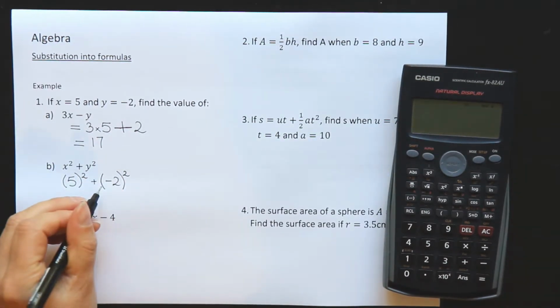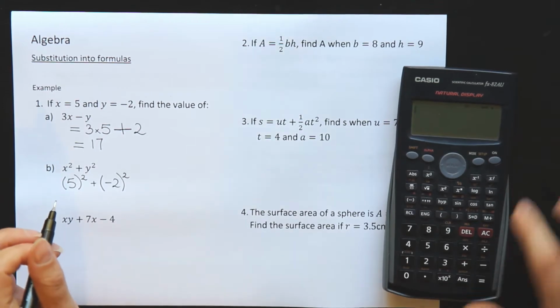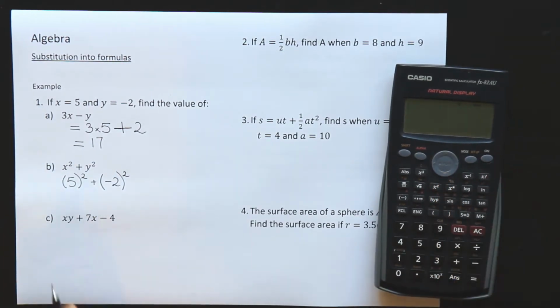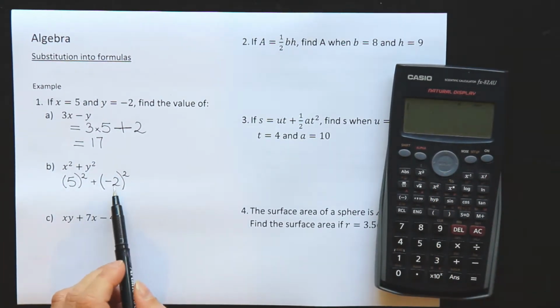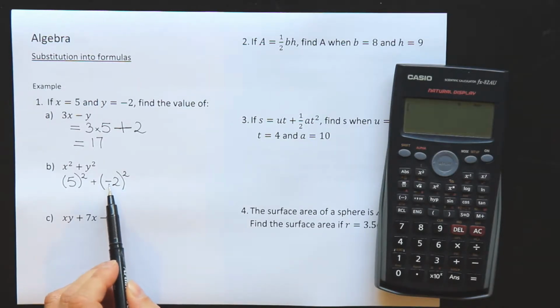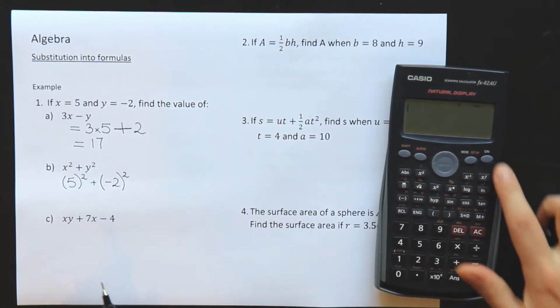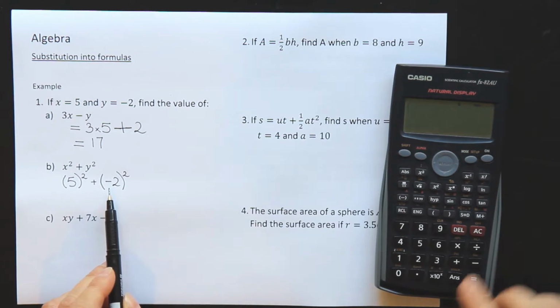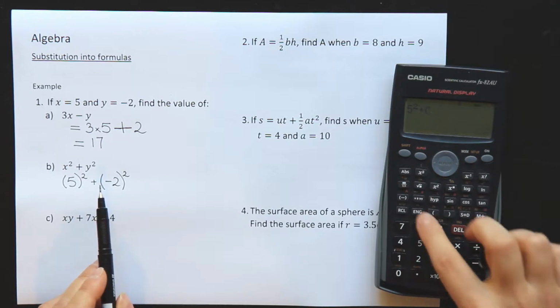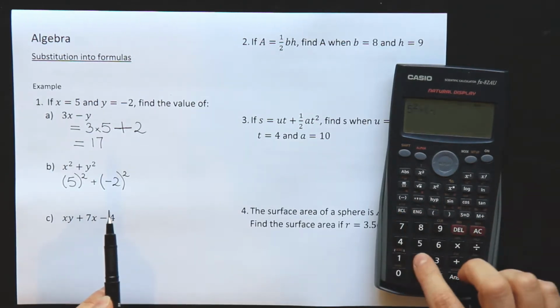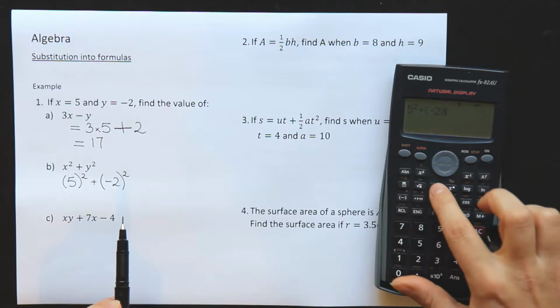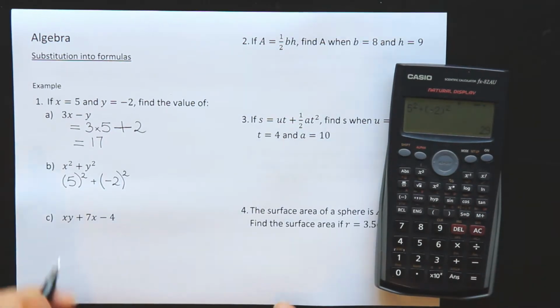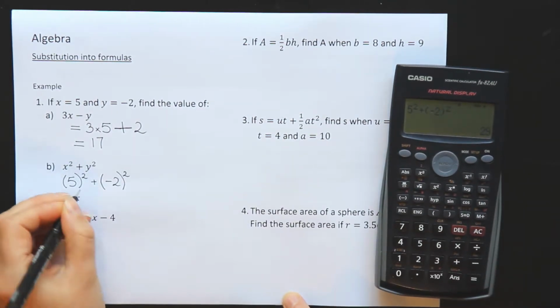Now you must have the brackets for that, because if you try to type that in your calculator without the brackets, the squared will only square the 2, it won't square the minus sign, and you will get the wrong answer. So it's very important that you have brackets whenever you are squaring a negative number. So I have 5 squared plus, I didn't put my bracket for the first one, but I need it for the second one, so -2 squared equals 29.